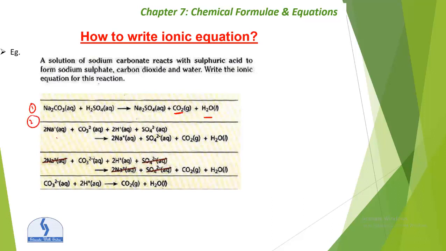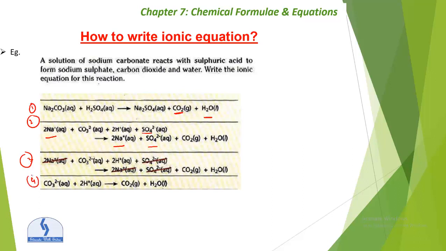The second step is to present it in the form of ions. You can see here that sodium is soluble in water, carbonate is soluble in water, so these are in the form of ions. Hydrogen H plus, SO4 2 minus. Now we cancel the spectator ions, that is the sodium ion on both sides. And the sulfate ion, they are the spectator ions. You have to memorize the spectator anions and cations, so it will be easy for you at the time of cancelling. So just cancel out sodium and sulfate on both sides.